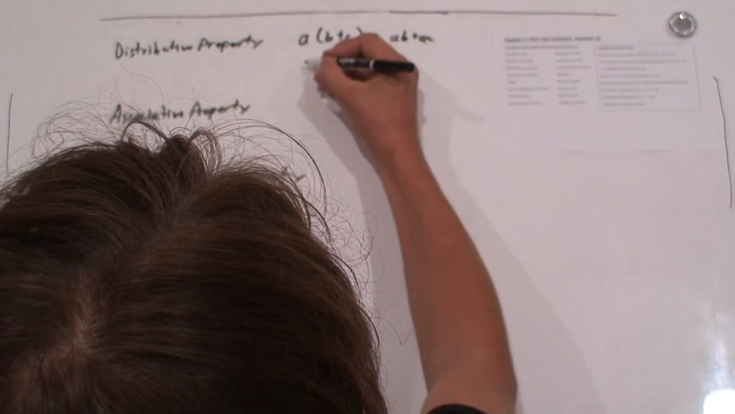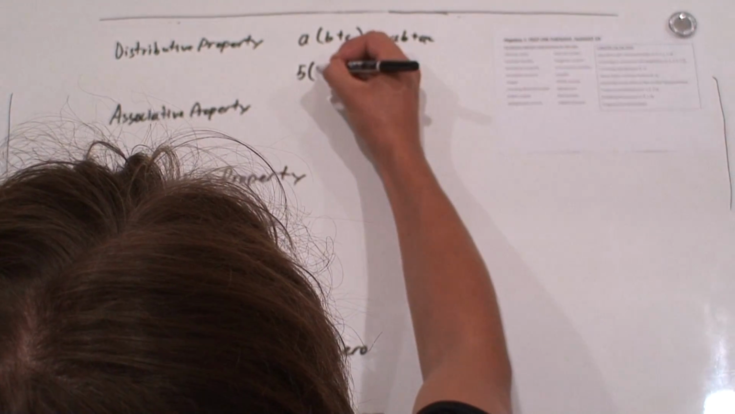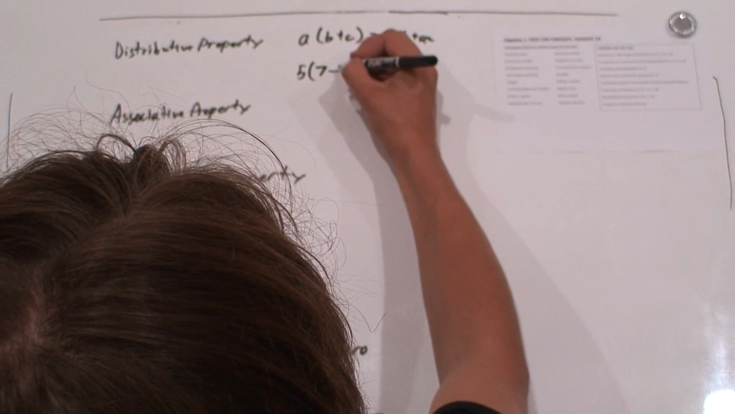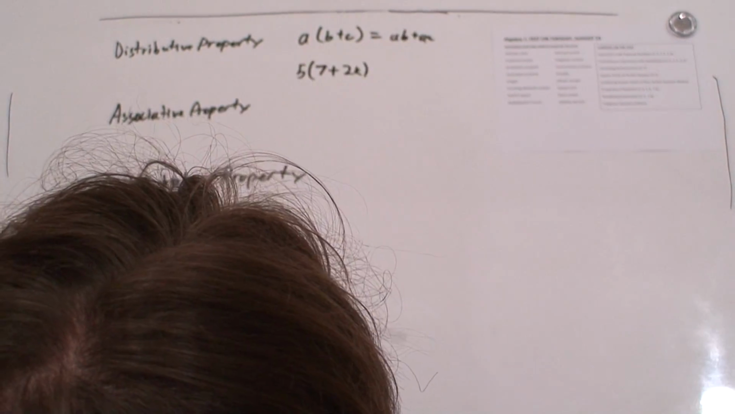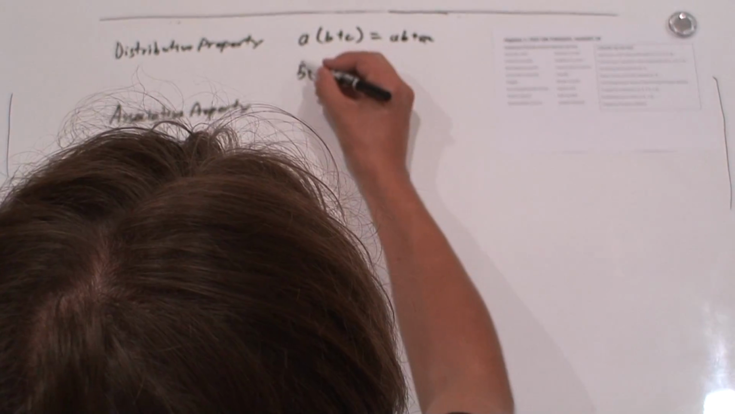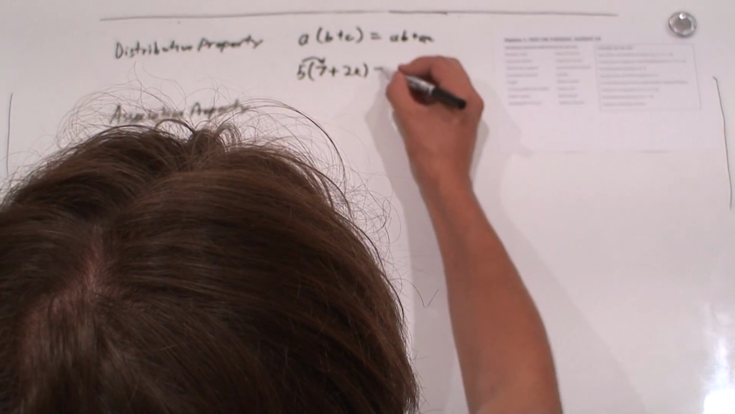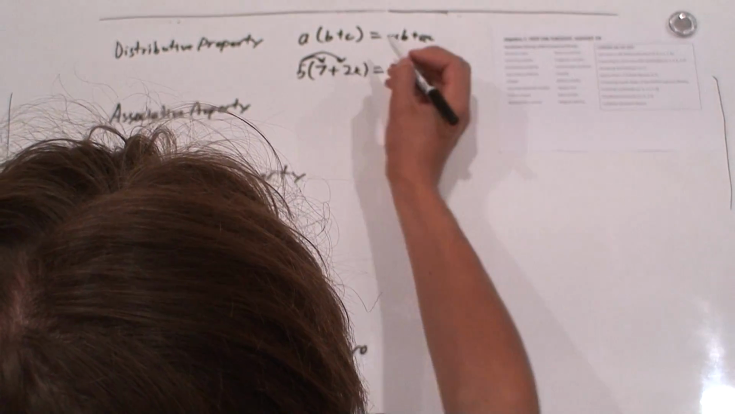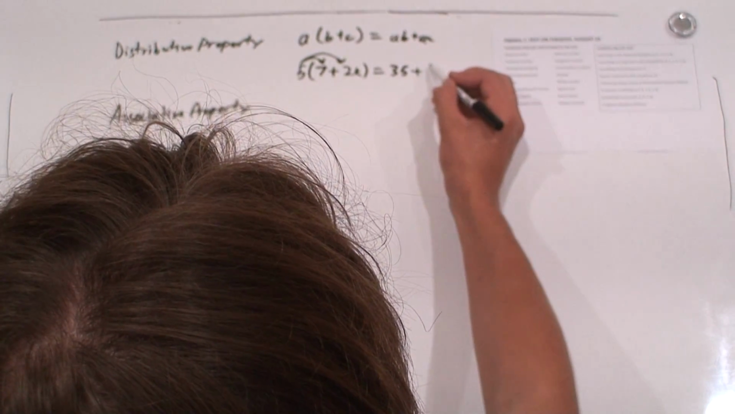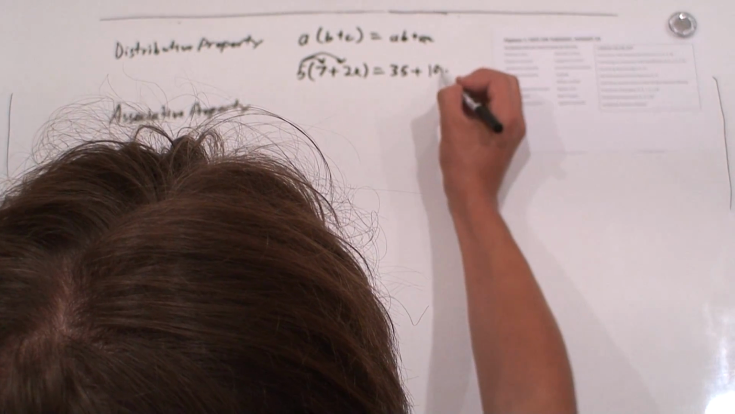So if we had 5 times (7 plus 2k), we can take the 5 times the 7, and we get 35. Then the 5 times the 2k, which is 10k.